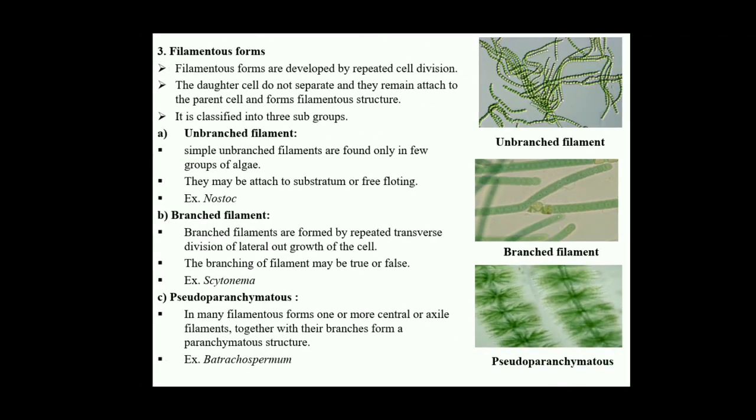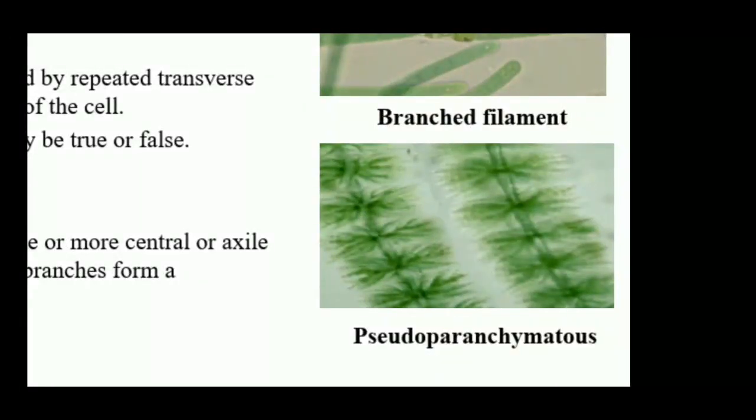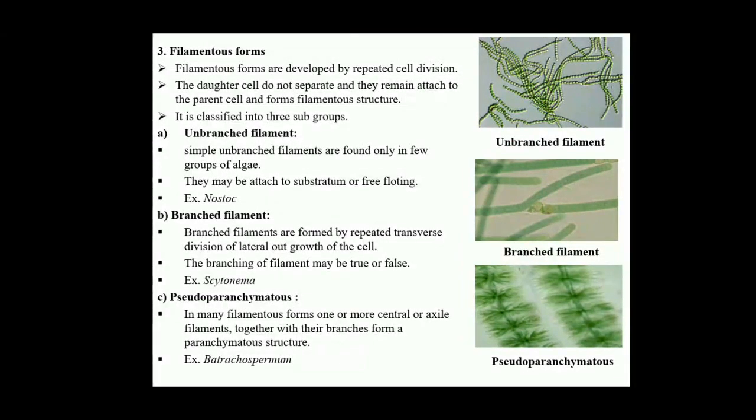The branching of filament may be true or false. The example is Chaetonema. Pseudoparenchymatous: in many filamentous forms, one or more central axial filaments together with their branches form a parenchymatous structure. This is the main axis, and it is one or more in number. These filaments are joined together and form branches. This main axis is joined together and forms small branches, so it's called parenchymatous structure. The example is Batrachospermum.